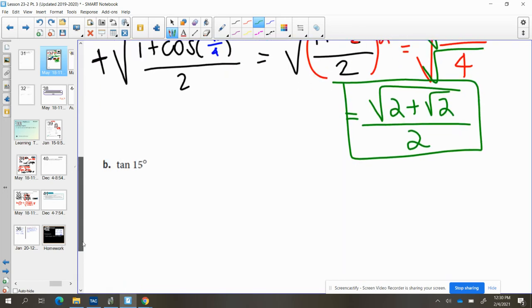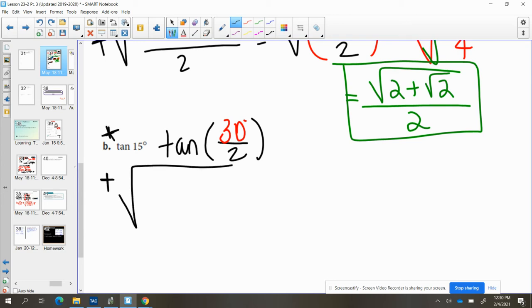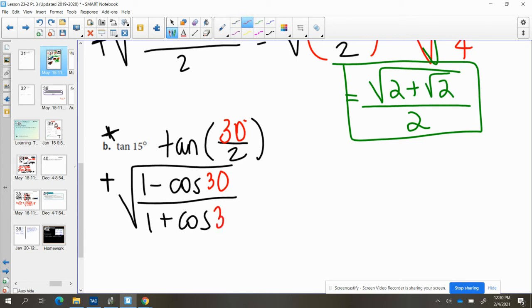Now, the next one is tangent of 15. So again, we're thinking what value divided by 2 would be 15 that we do know the value of? Well, that's 30 degrees this time. And tangent at 15 degrees is a positive value. So we know it's going to be the positive square root on this one. And then 1 minus cos 30, all divided by 1 plus cos 30.